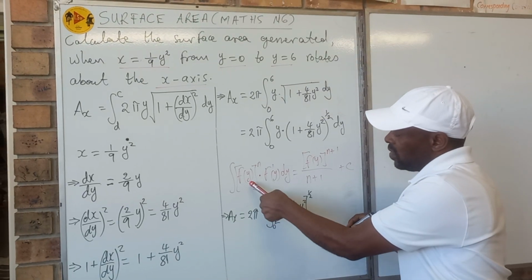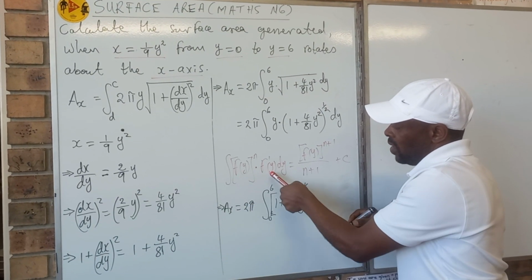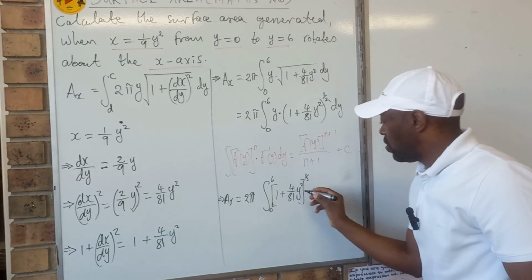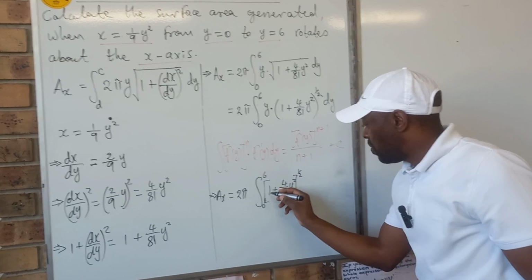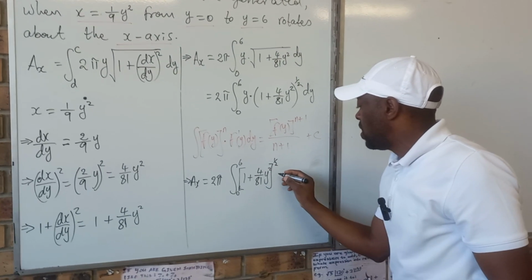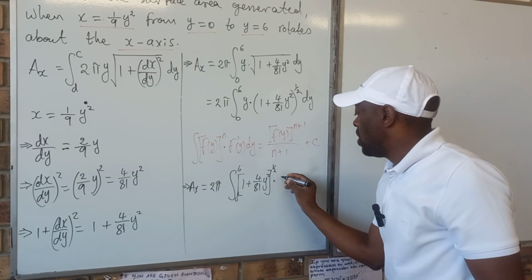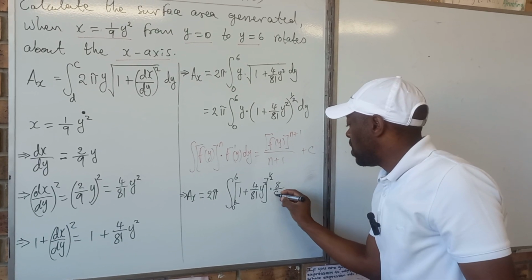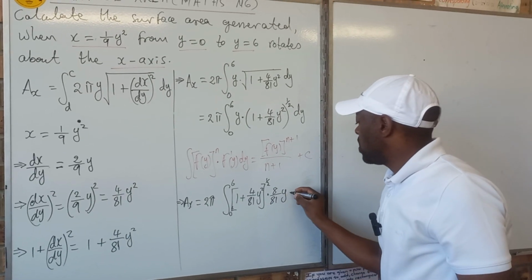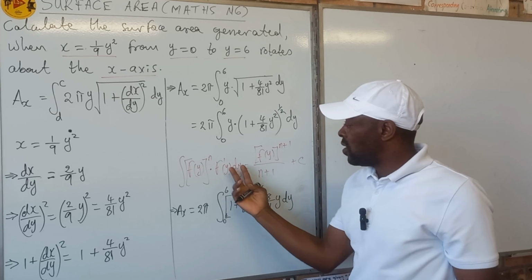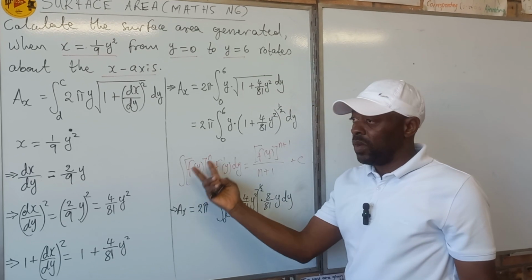Then the formula says whatever has been placed there, its derivative must come next. So if I differentiate 1 plus 4/81y squared, that should give me 8/81y, then dy. So what I've just done is what the left side of the formula says.